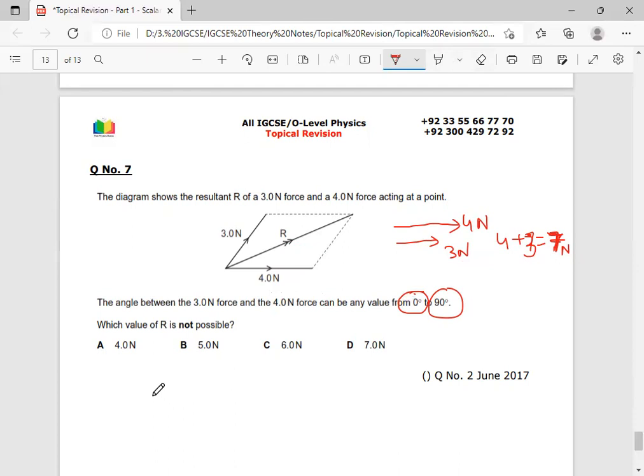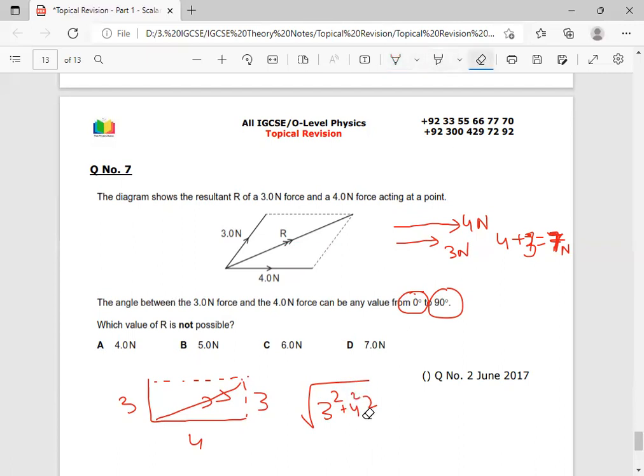Now if they are making an angle of 90 degree, 4 Newton, 3 Newton, what we will do, we will complete the parallelogram. 3 square plus 4 square, then 9 plus 16, 25 and 5. Okay, now range is 5 to 7. So which is not possible? 5 is in the range, absolutely fine. 6 is also in range, 7 also, but option A is not possible because it is out of range.